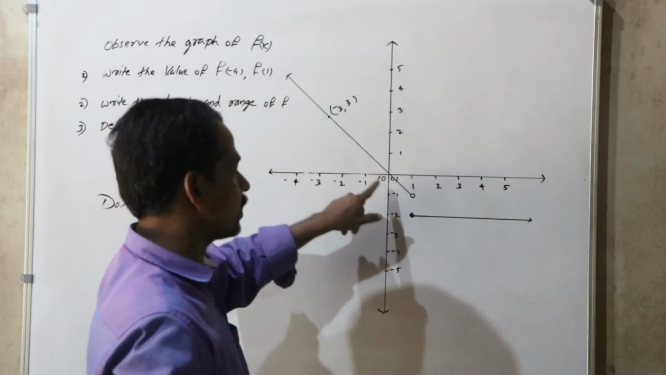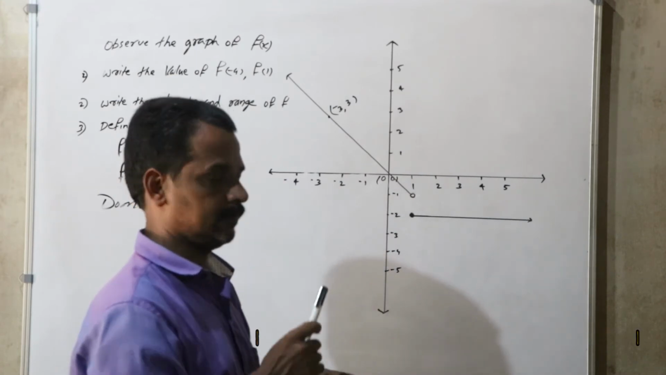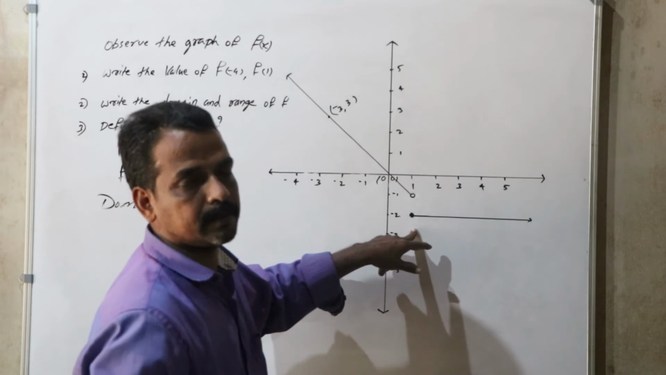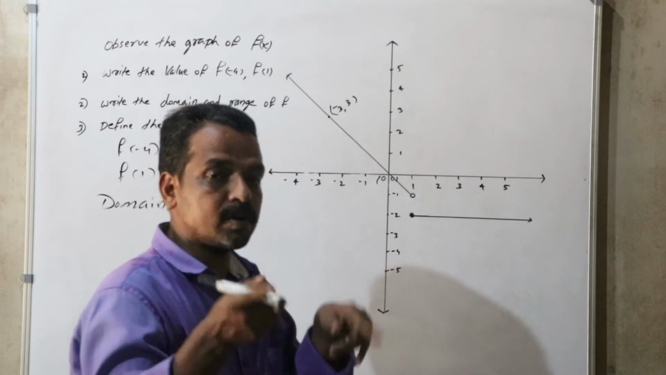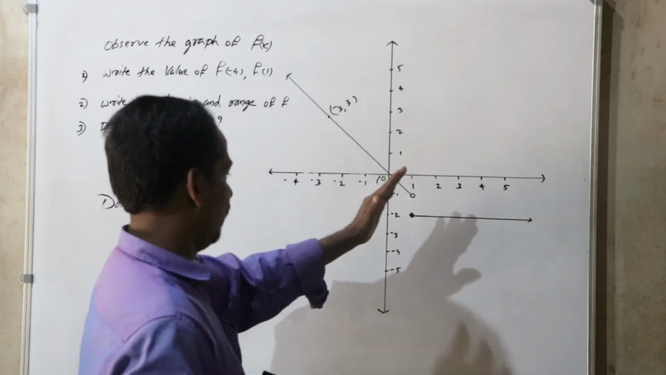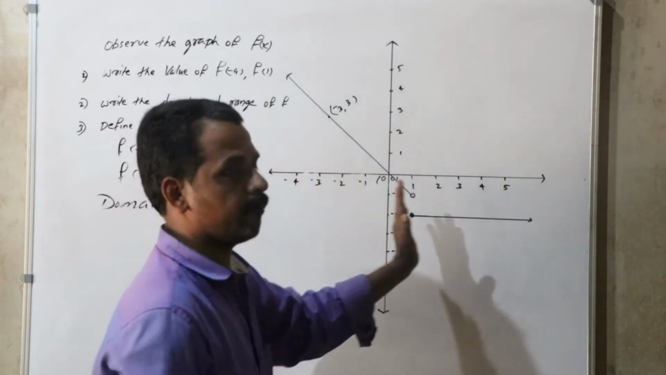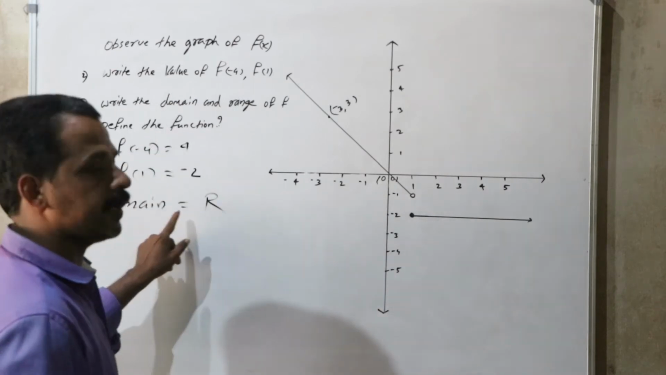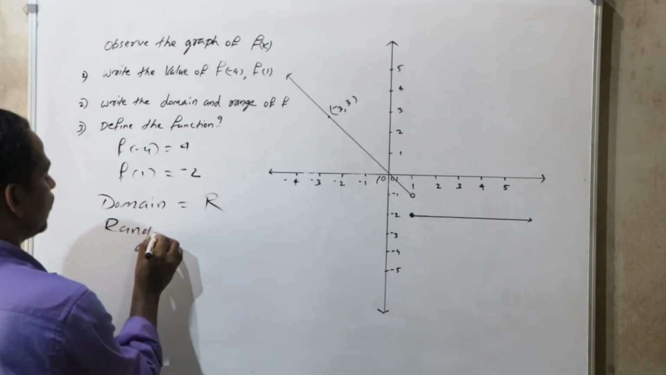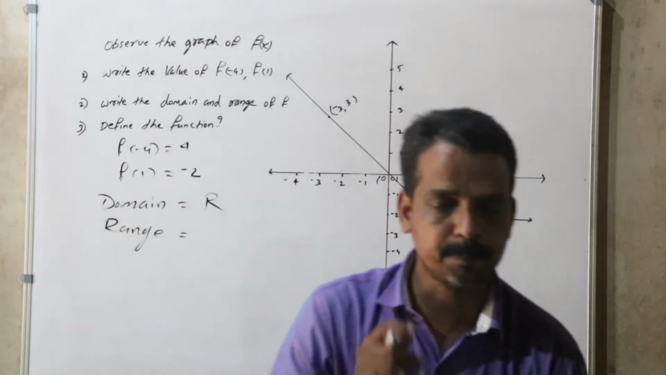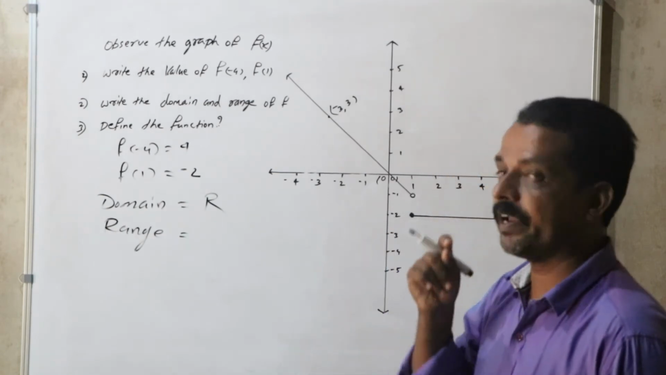This graphical line starts from 1, not including 1, and this graphical line starts from 1, including 1. So the left side and right side go along this graphical line. So the domain is all real numbers, then we must find out the range. Range represents the y coordinates. What are the y coordinates?